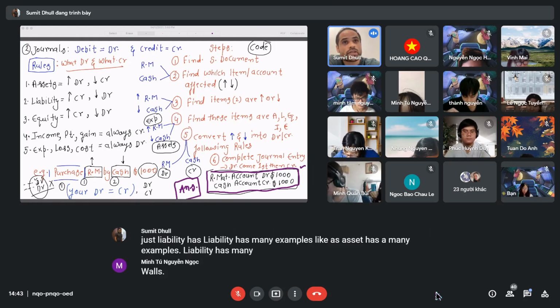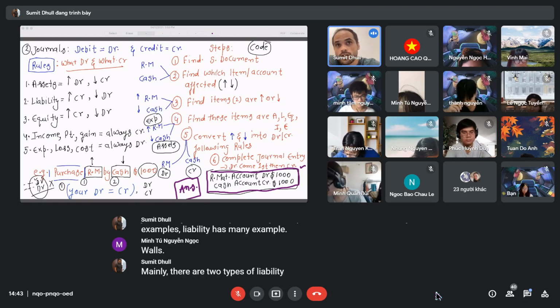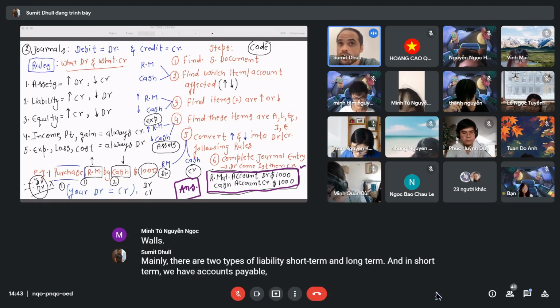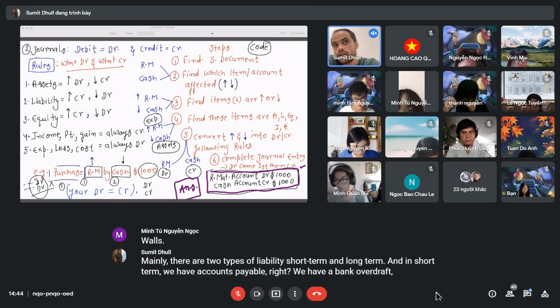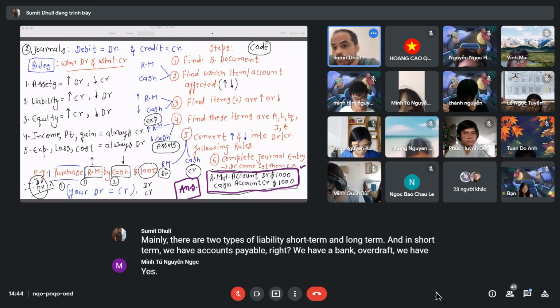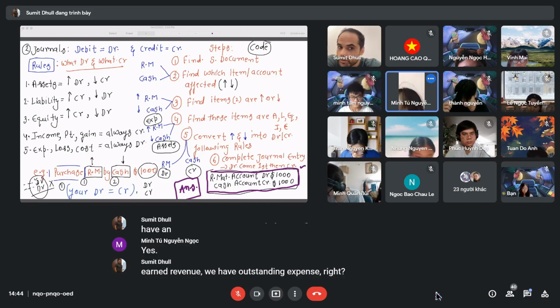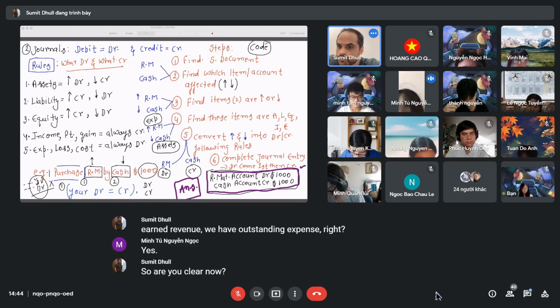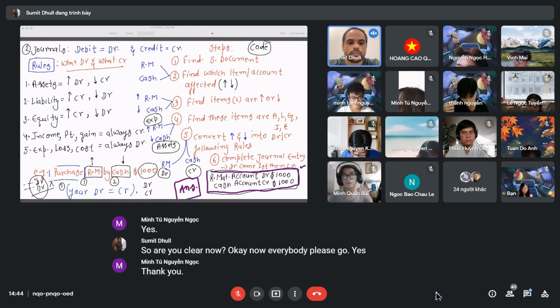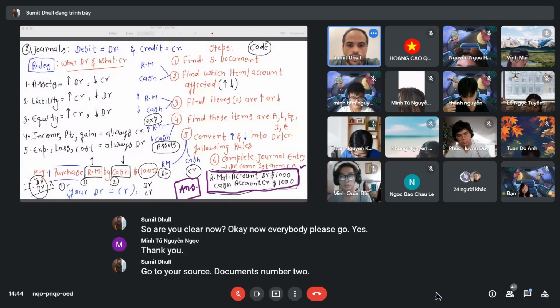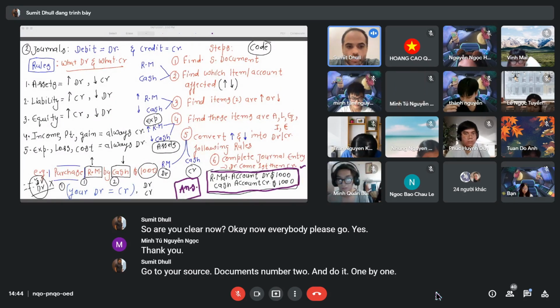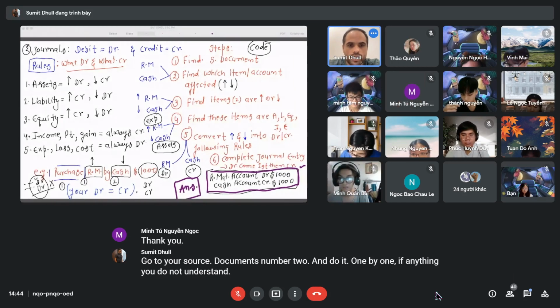Mainly there are two types of liability, short term and long term. In short term, we have accounts payable, we have a bank overdraft, we have unearned revenue, we have outstanding expense. So are you clear now? Yes. Okay. Now everybody, thank you, please go to your source documents number 2 and do it one by one. If there is anything you do not understand, you ask me.